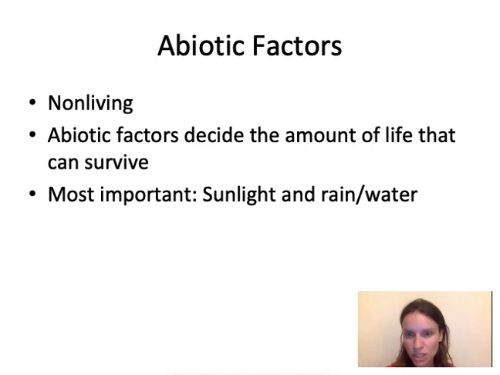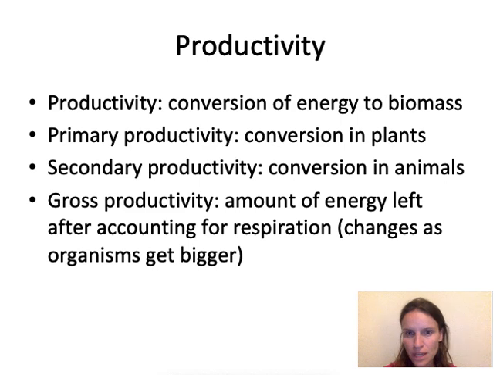And that's what we're going to go over next, which is productivity. So when I say productivity, what I mean is the conversion of energy to biomass. How much an area is able to do that is referred to as its productivity. And there are 2 kinds of productivity that we talk about in ecology. The first is primary productivity, and that's the productivity undergone by plants. And the other is secondary productivity, and that is the productivity undergone by animals.